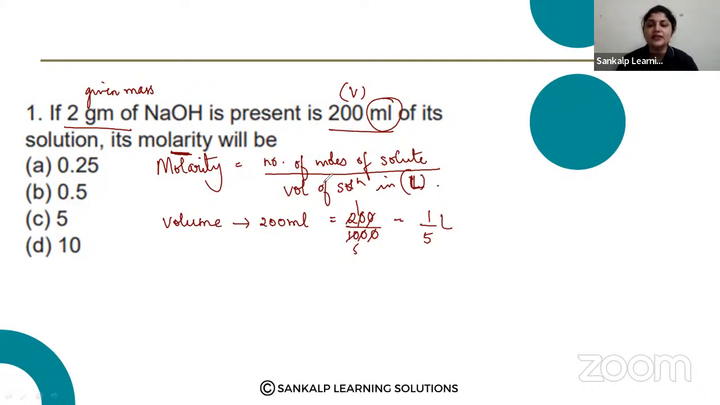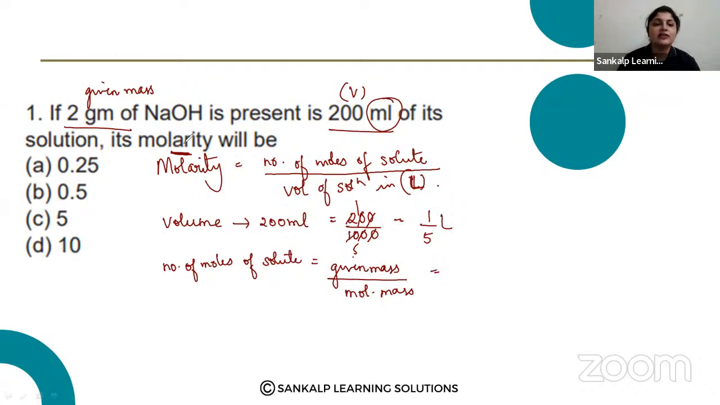Next we are going to find the number of moles of solute. How to find the number of moles of the solute? By using the formula: given mass upon molecular weight, or molecular mass. What is the given mass? The given mass of solute is 2 grams. Then what is the molecular mass of NaOH?